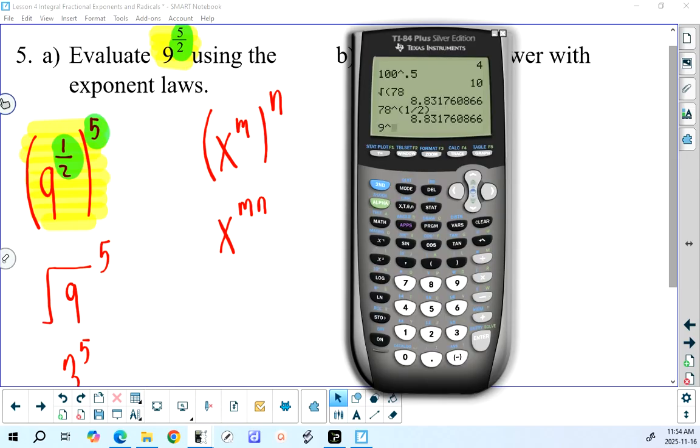On this calculator, this version, I have to put the 5 over 2 in brackets. And I get 243. Now I'm going to check what 3 to the 5 is, and it's 243. In calculating 9 to the 5 halves, I could have taken 5 divided by 2 first, which is 2.5, and now go 9 raised to the 2.5, but I get 243.